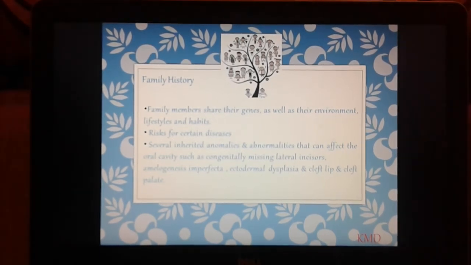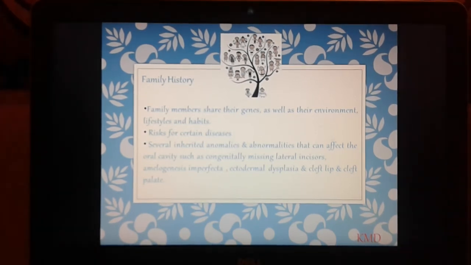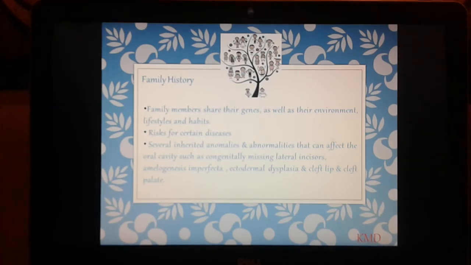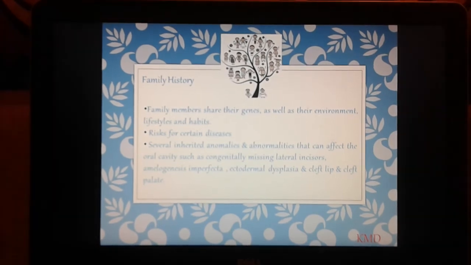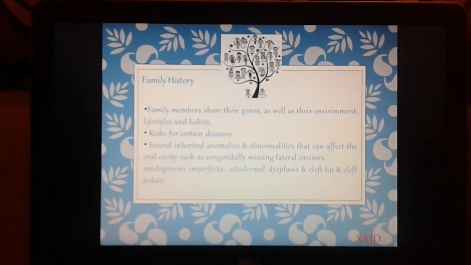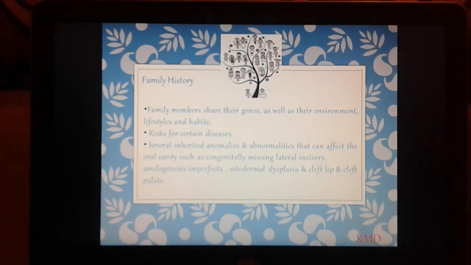Moving ahead with the family history, the family members share their genes as well as the environment, lifestyle, and habits. There are risks for diseases such as asthma, diabetes, cancer, and heart diseases which run in families. There are several inherited anomalies and abnormalities that can affect the oral cavity, such as congenitally missing lateral incisors, amelogenesis imperfecta, ectodermal dysplasia, and cleft lip and cleft palate cases.